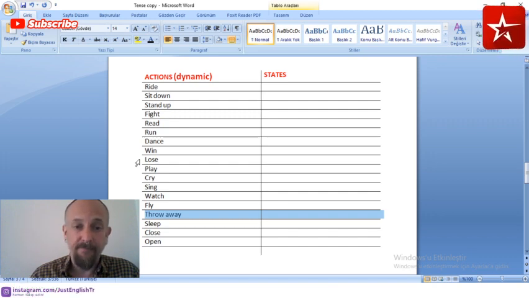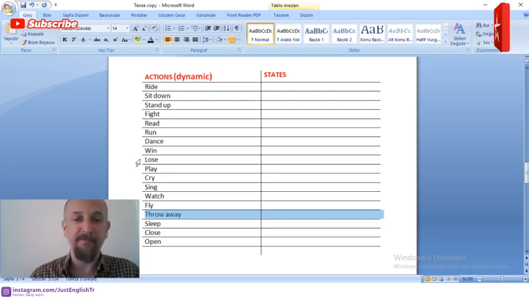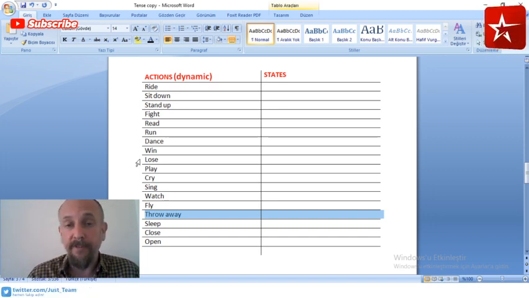We have the verb sing. They were singing. They have been singing all day. When I got home, they had been singing all day, past perfect continuous. I'm sure many of you were impressed with that. We have watch. I've been watching TV all day. We've been watching TV all day. We will watch TV when we get home.